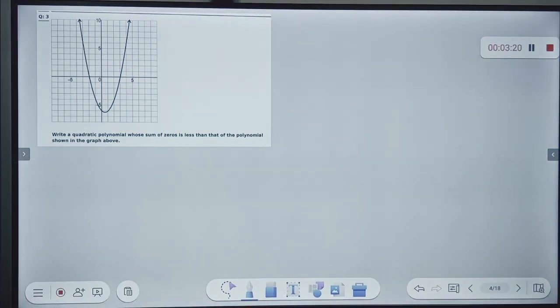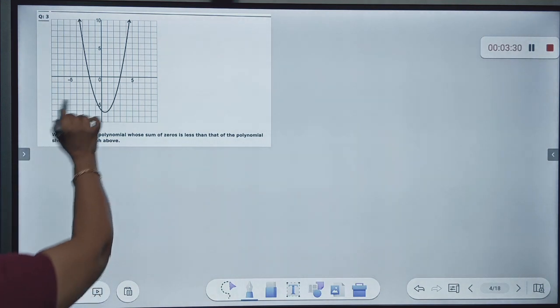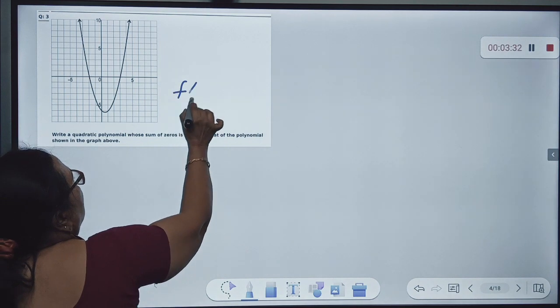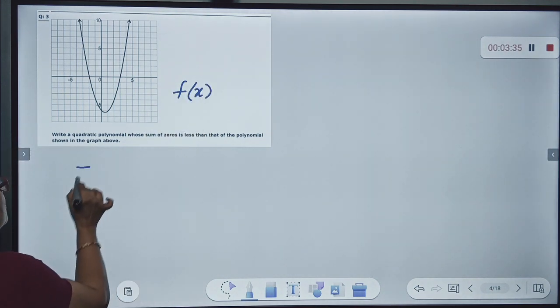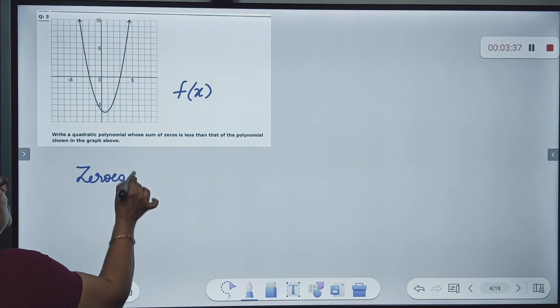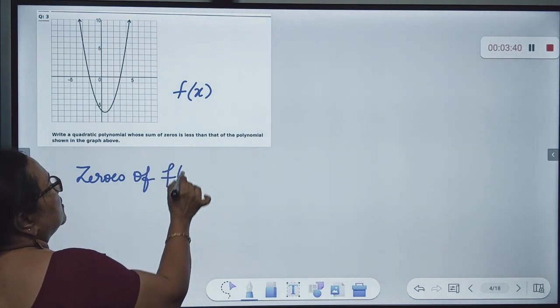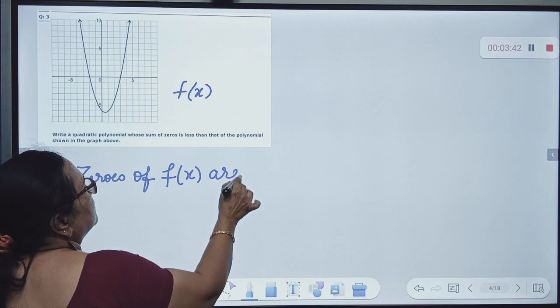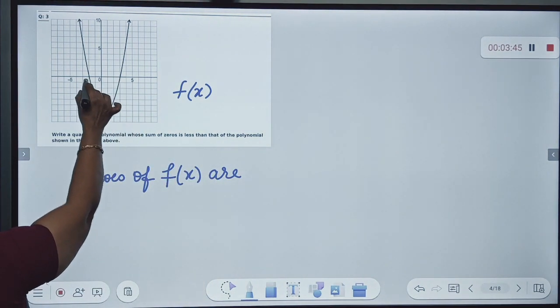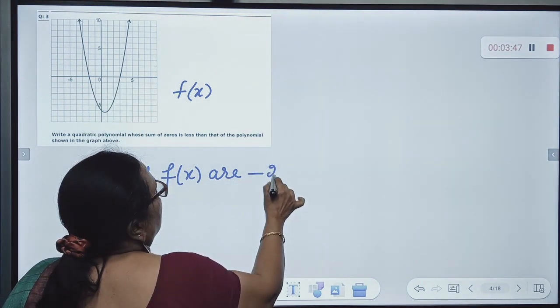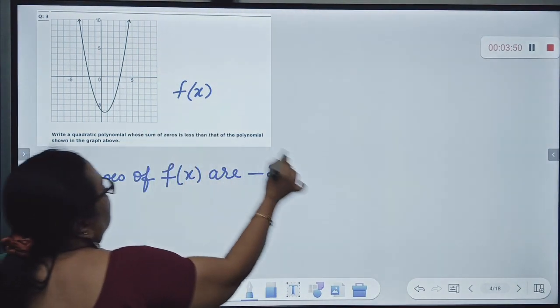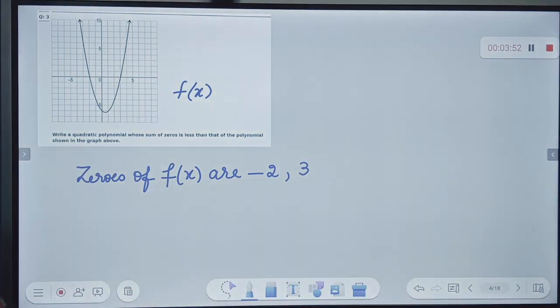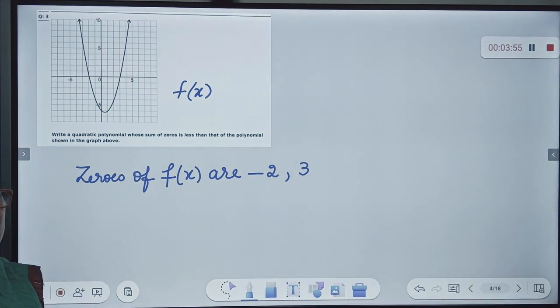Now, you are given a quadratic polynomial and you have to write another quadratic polynomial whose sum of zeros is less than that of the polynomial which is given. The given polynomial, let us call it f of x. What are the zeros of f of x? Where does it hit the x-axis? You can count and see, minus 2 and 3. The zeros of f of x are minus 2 and 3.